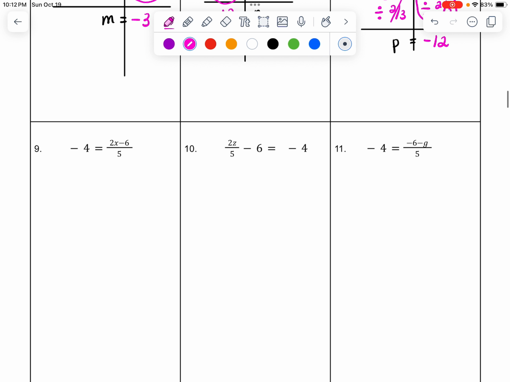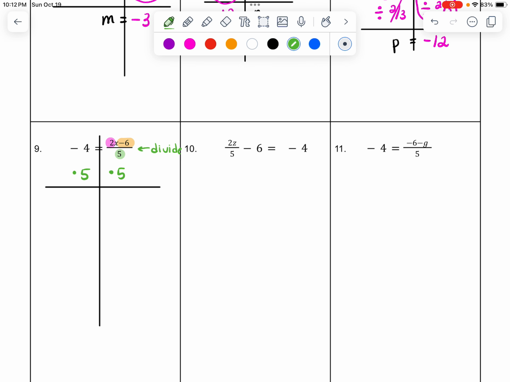In problem number 9, we're going to start by drawing a vertical line through our equal sign. This time, there are actually 3 numbers by my variable. There's a 2, there's a minus 6, and there's a 5. When that happens, you follow the same rules. Start with the number that's farthest away from x. In this case, the 2 and the minus 6 are both on the top of that fraction by the x, but the 5 is downstairs, so it's farthest away. Remember, this symbol means divide, so to undo the division, I'm going to multiply by 5 on both sides.